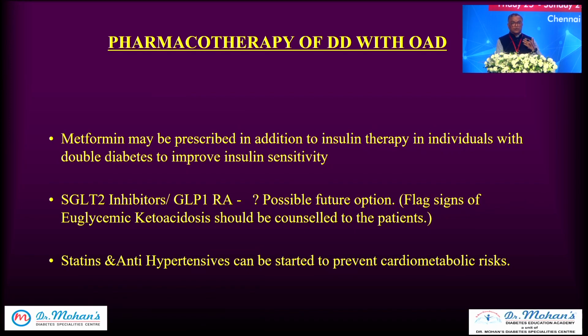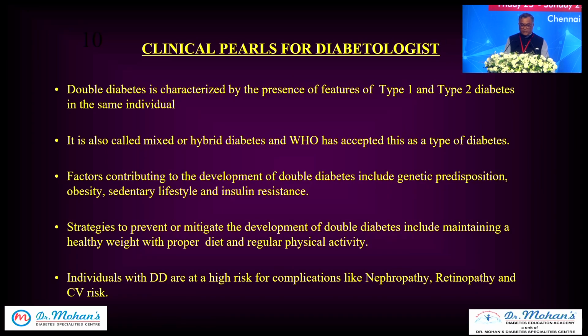So when it comes to oral anti-diabetic agents, metformin can be added on top of insulin to improve insulin sensitivity. The roles of SGLT2 inhibitors and GLP-1 receptor agonists are not yet proven. Clinical trials are ongoing. Again, individuals with double diabetes should be monitored and screened for dyslipidemia, microalbuminuria, and hypertension, and if necessary, statins and antihypertensives can be initiated to prevent cardiometabolic risk.